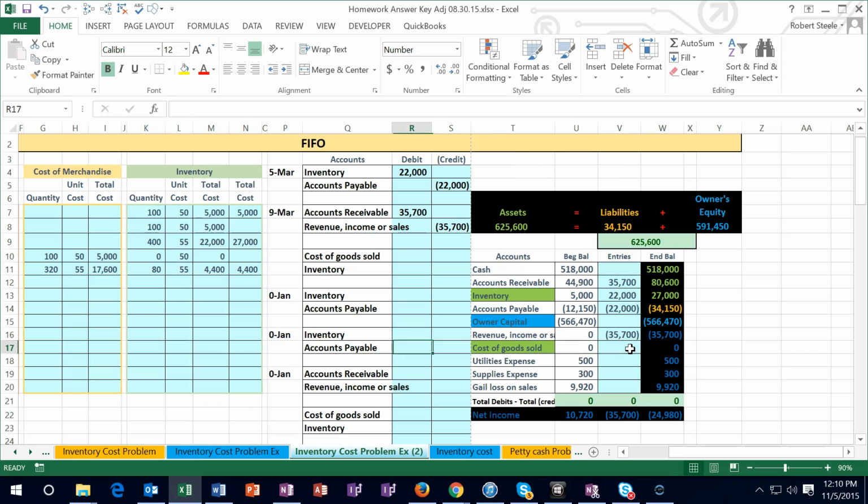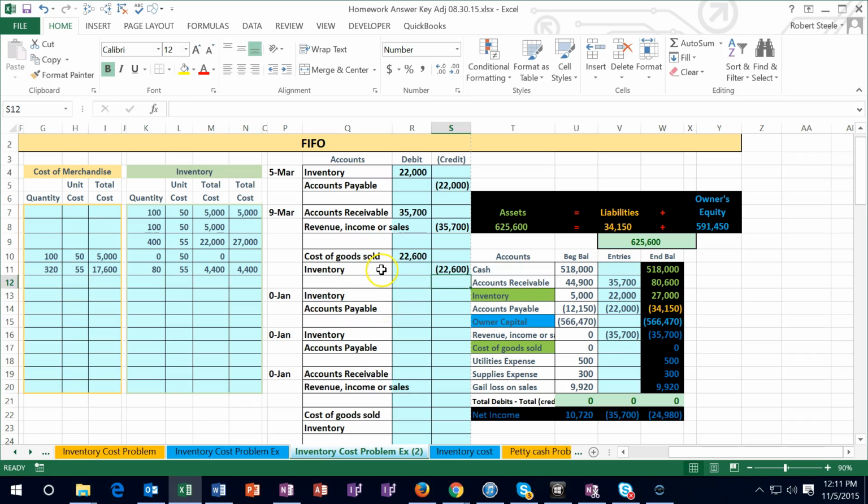Now we're going to post the other half of the transaction every time we sell inventory, in this case, that's the cost of goods sold. Meaning we sold stuff, inventory must be going down, and the cost of goods sold must be going up. How much by? Well, it goes up by the sum from our worksheet, the cost of goods sold, 5,000 plus the 17,600 gives us the 22,600. So I'm going to say negative of this number.